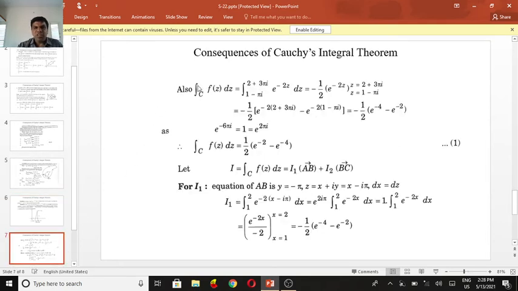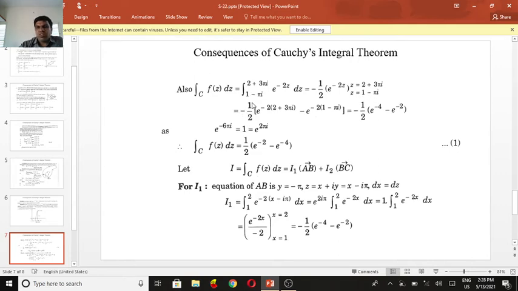So the integral over C of f(z) dz is equal to the integral from 1 minus πi to 2 plus 3πi of e^(-2z) dz. Start integrating this, it becomes minus 1/2 e^(-2z), where z varies from 1 minus πi to 2 plus 3πi.